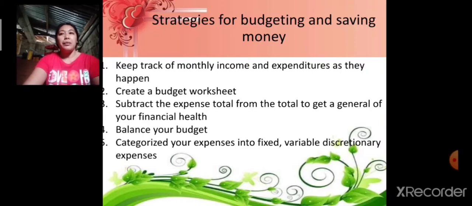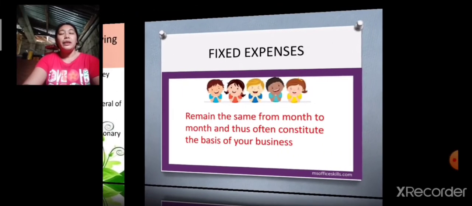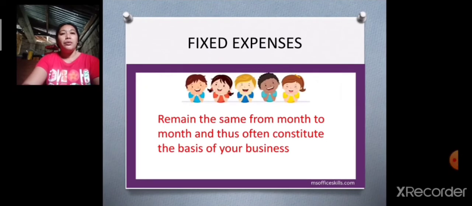The first type is fixed expenses. Fixed expenses remain the same from month to month and thus often constitute the basis of your budget. Examples of fixed expenses are rent of home, monthly hulugan like motor, appliances, or any installment that you need to pay every month.